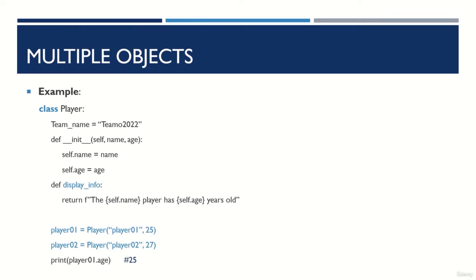And you can do the same thing for the player02 object. You can use the print function to print out player02.age or player02.name. The value of age for the second object called player02 is 27, not 25. This is a simple overview about how to create multiple objects based on the same class. A simple class here, and we have two objects based on the same class with different information.